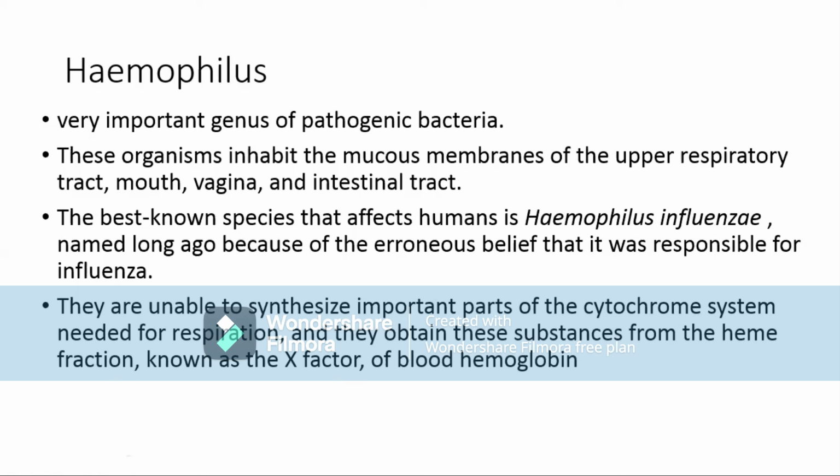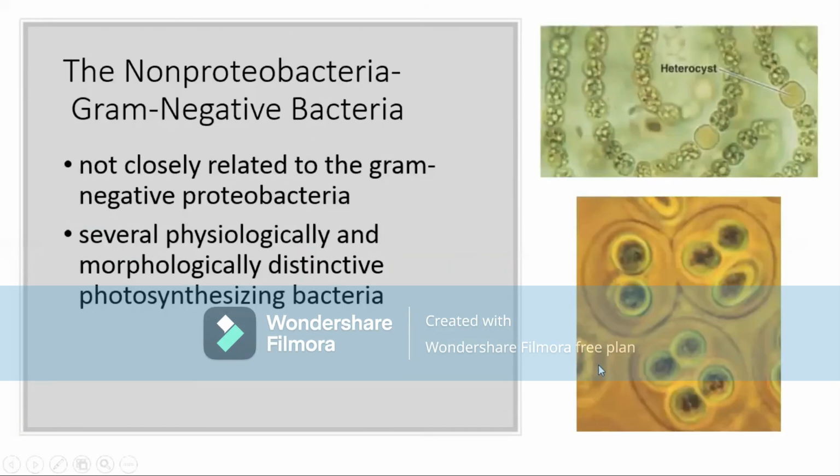Its name, Haemophilus, comes from the fact that it is unable to synthesize an important part of the cytochrome systems, which take part in respiratory reactions. So they obtain these substances from the host, from the heme fraction of the blood hemoglobin, which is known as the X factor. Since they require heme for their growth, they are named Haemophilus, meaning heme loving.